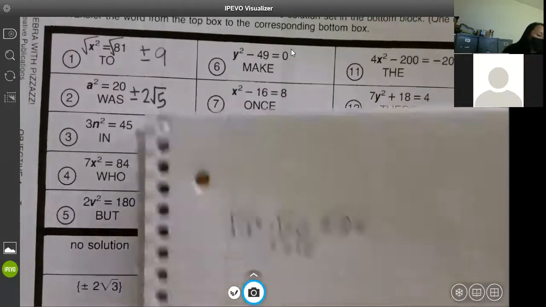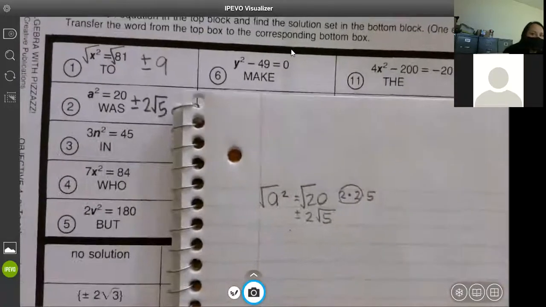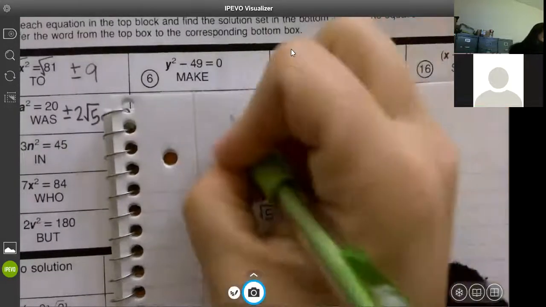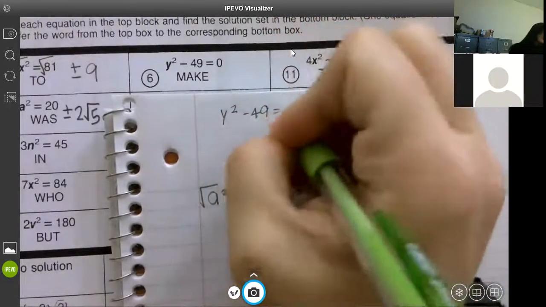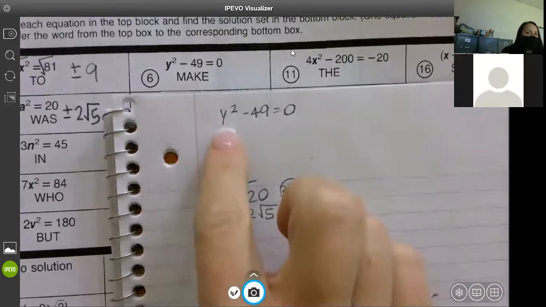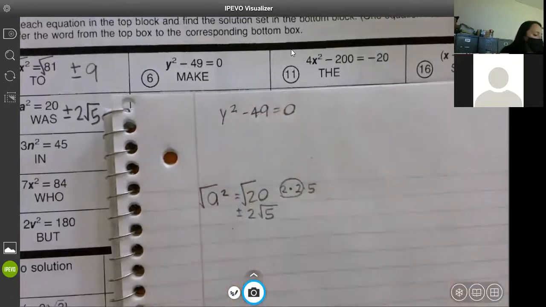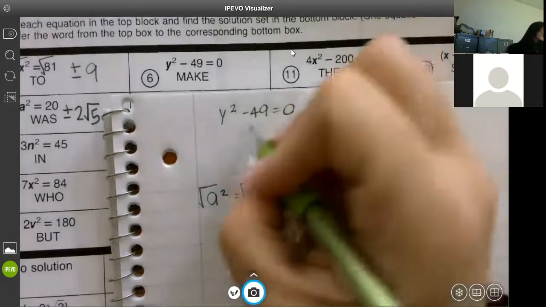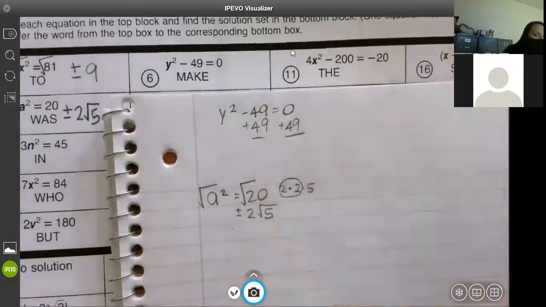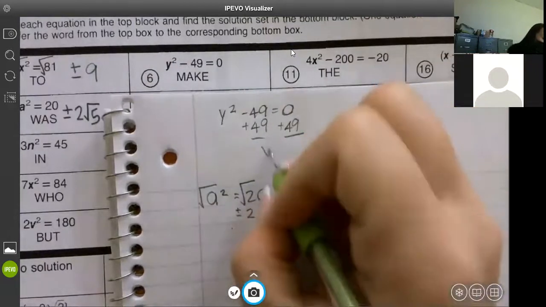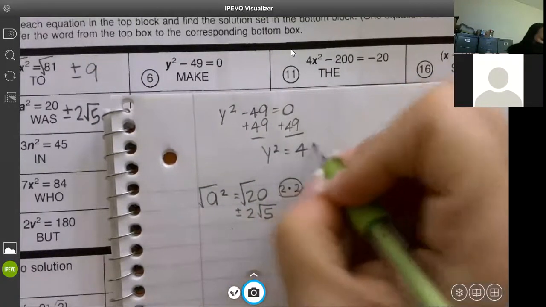So on number 6, we have y squared minus 49 equals 0. How can I get y squared by itself? How do I get rid of this 49? Zoomers, you're allowed to answer too. Please don't waste our time just sitting here when you know the answer. Add 49. We get y squared equals 49.